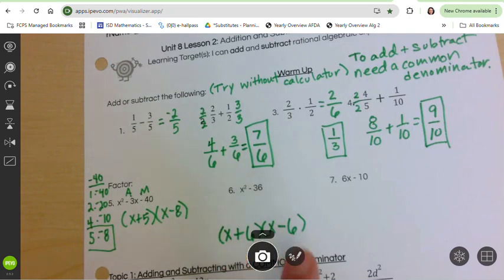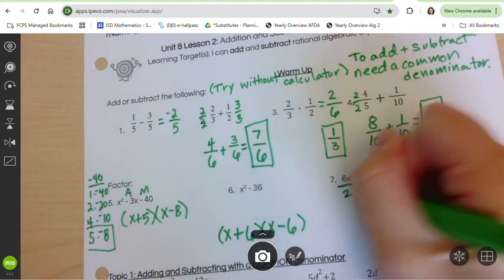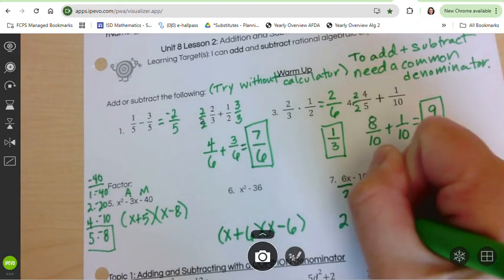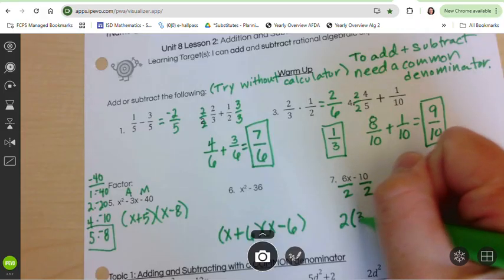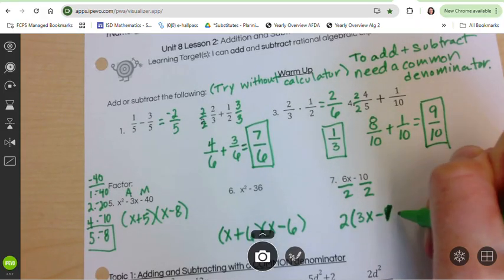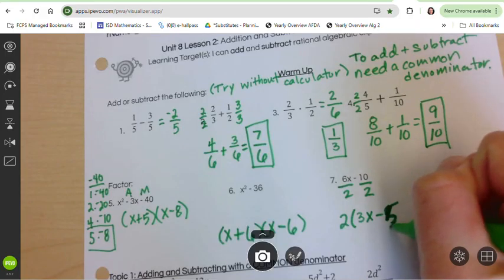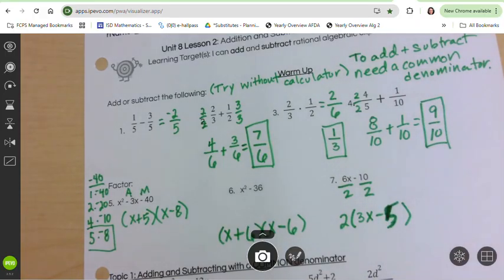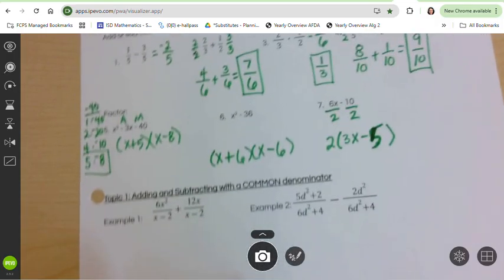Last one is a common factor. What number is the biggest number we can divide 6x and 10 by? 2, yeah. So we'll factor out the 2. The 2 comes to the outside, and then we're left with 3x minus 10. Oops, I don't even know what number I was writing there. Minus 5, right? 5 is the right number. Okay. Put that up.